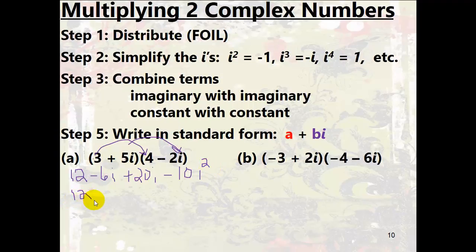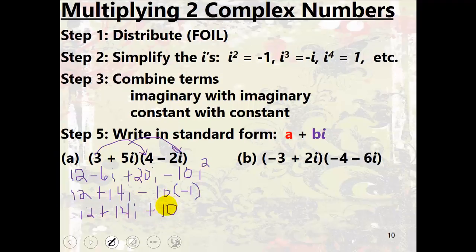So I get 12 plus 14i and then minus 10 times negative 1. Well, what is 10 times negative 1? That's positive 10, right? So I get 12 plus 14i plus 10, so that equals 22 plus 14i. All right, now go ahead and do problem B and see if you can get it right.